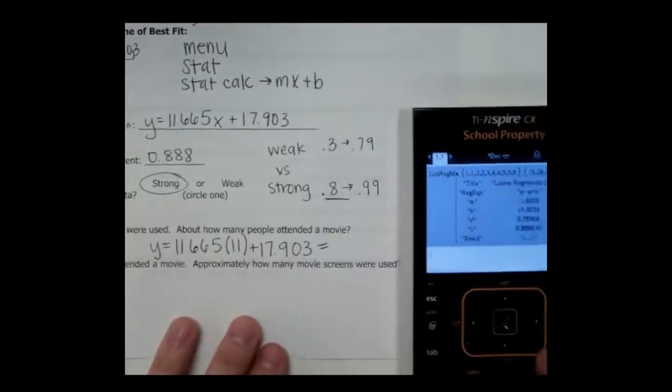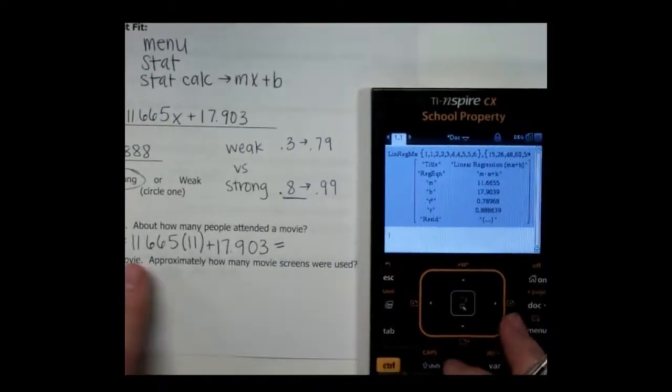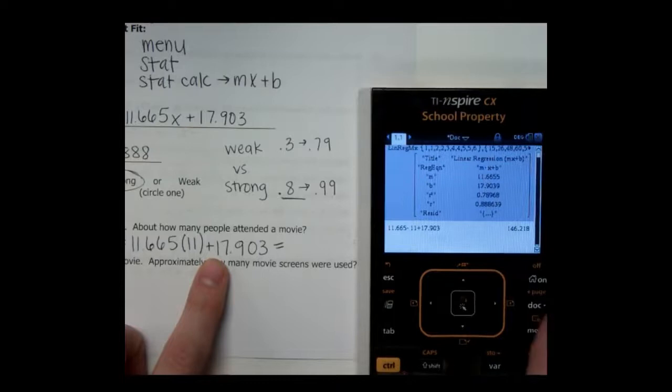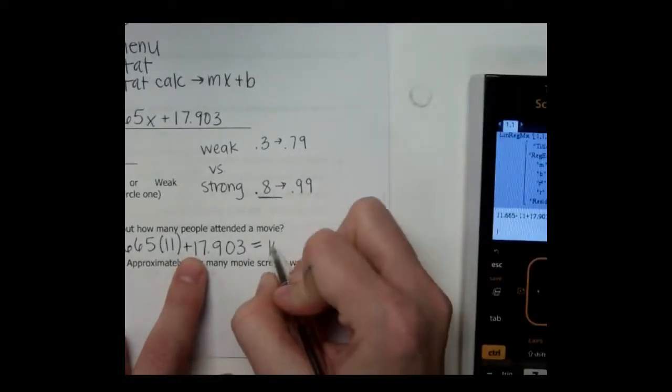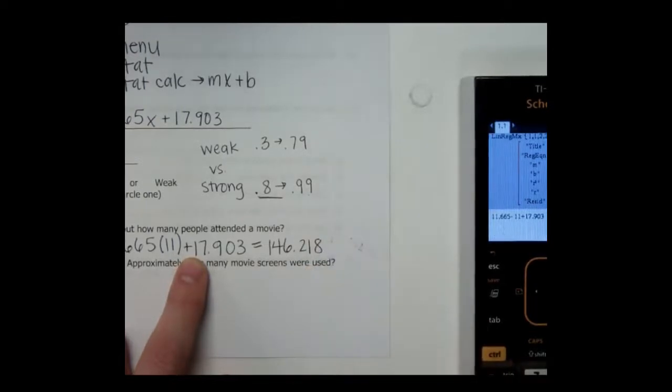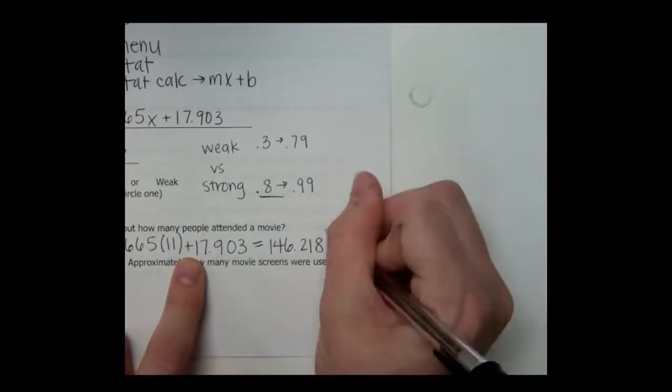Now, all you have to do is type this in your calculator. So 11.665 times 11 plus 17.903. I'm going to get 146.218. That's 3 decimals. So when we're talking about people, we usually want to do a whole number, but let's keep it at 3 decimals.